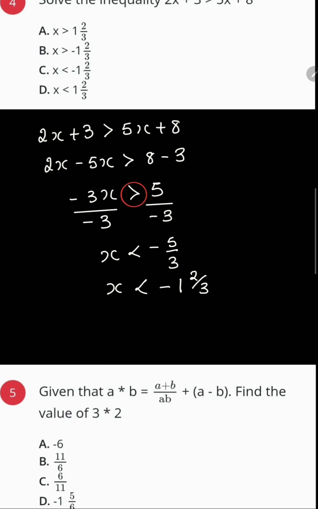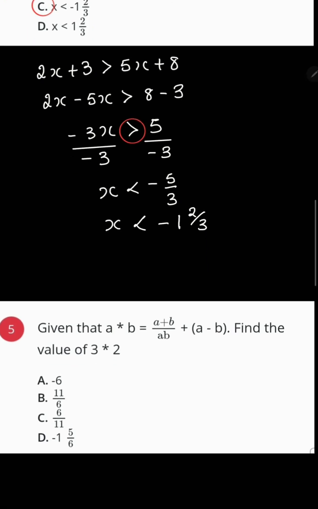Now, if you check, minus 1 whole number 2 over 3, that is what x is less than. So you have to be very careful, okay? So that is C. So my answer is C. Good. So let's move to the next question.